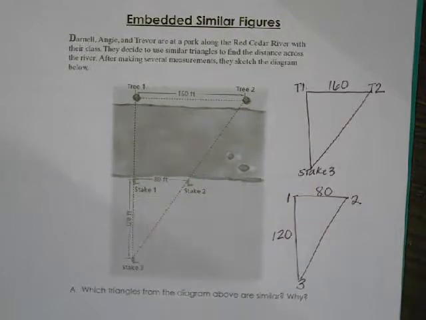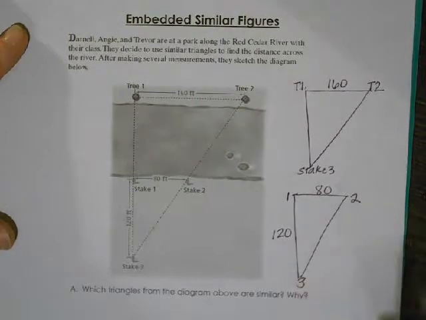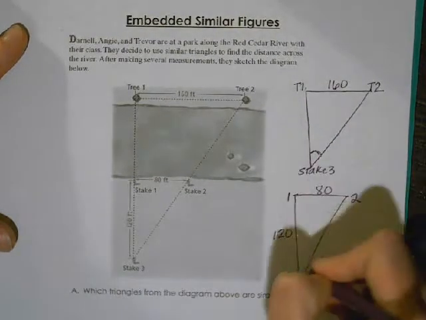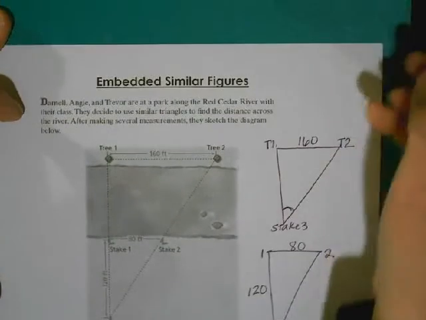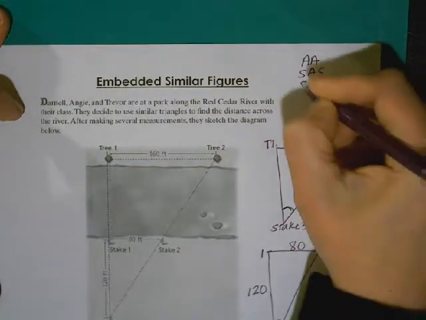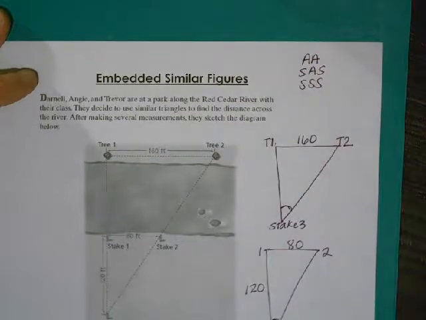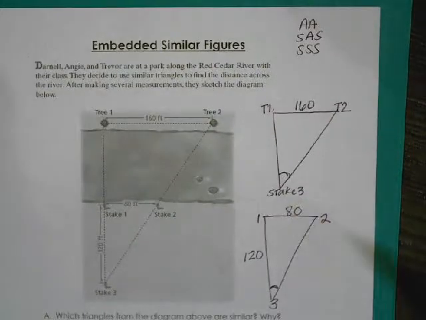Why or why not? So we can say that they are similar, okay? It's because, do you see how this one has stake 3 here and this one has stake 3 here? So they share the same angle right here. And at this point, remember the three things that we were looking for? It's angle, angle, side, angle, side, or side, side, side. So at this point, it's either going to be side, angle, side, or angle, angle. So let's see, can we find another angle that would be congruent? And the answer to that question is yes.